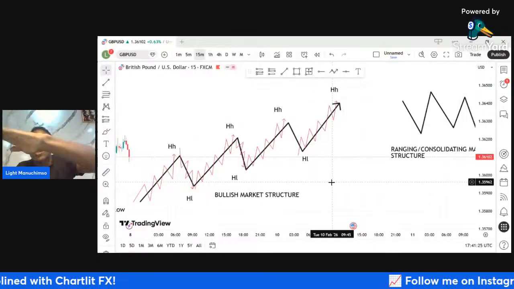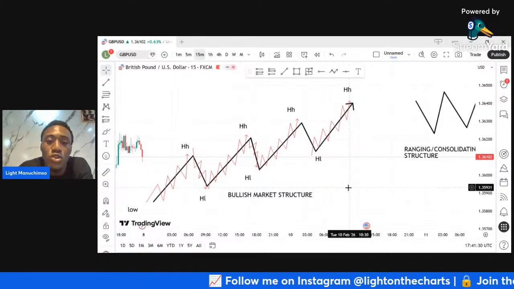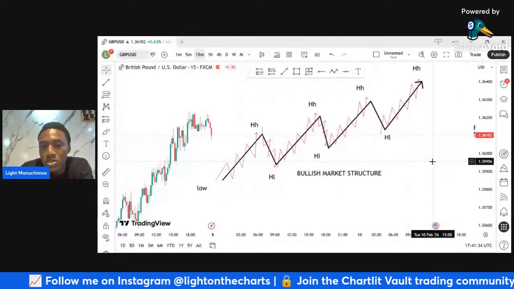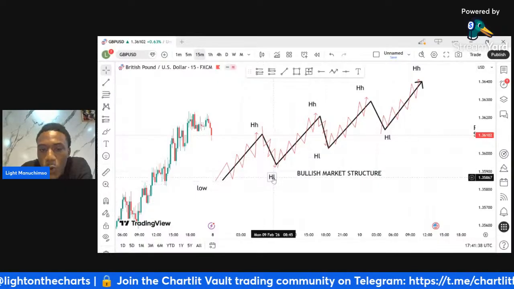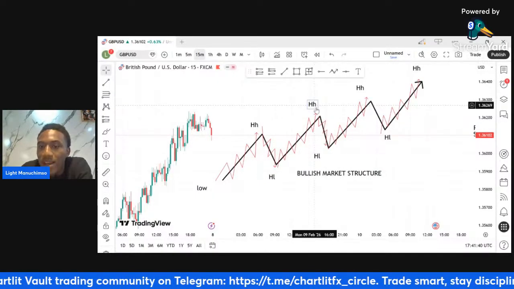Goes up, comes down a little, goes up, comes down a little, goes up, comes down a little. So now this is the bullish market structure. And now when I mentioned earlier about the components of market structure, this is what I was talking about. The higher high, the higher low, a higher high, a higher low, a higher high, a higher low.